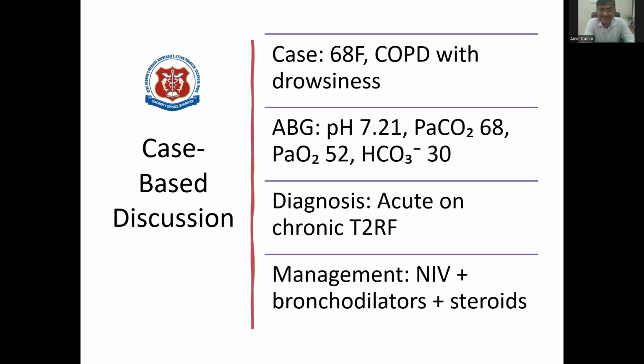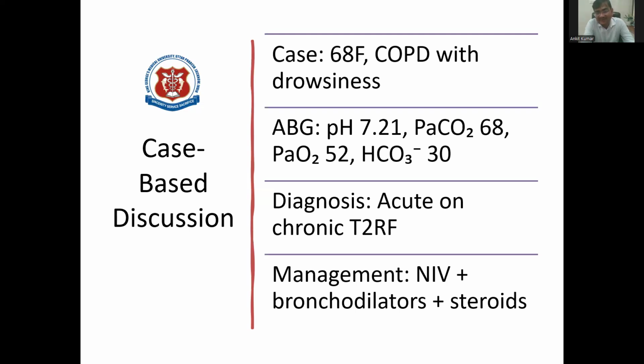Here is a case of a 68-year-old female COPD patient with drowsiness. It's almost clear drowsiness means the patient has high CO2. Let's see what the ABG shows. ABG shows pH is 7.21, PCO2 is 68, PO2 is 52, bicarbonate is 30. It means bicarbonate is compensating for the CO2. It is chronic type 2 respiratory failure. Diagnosis is acute on chronic type 2 respiratory failure, right?